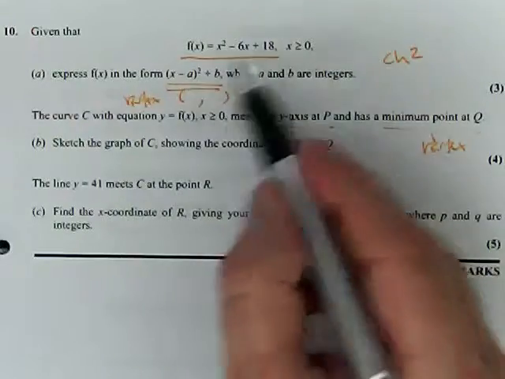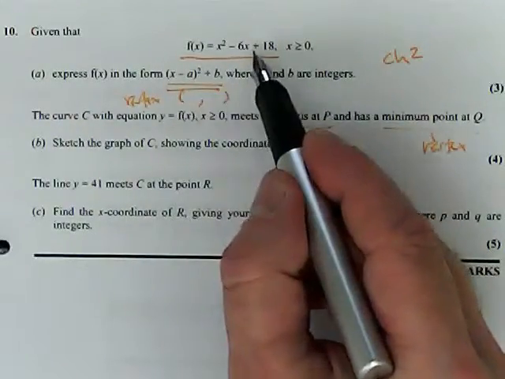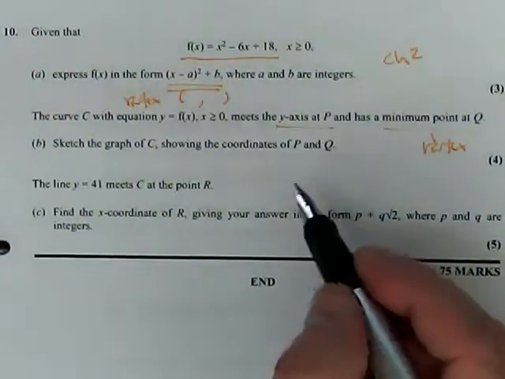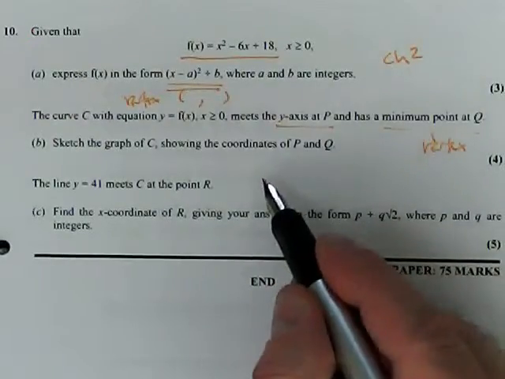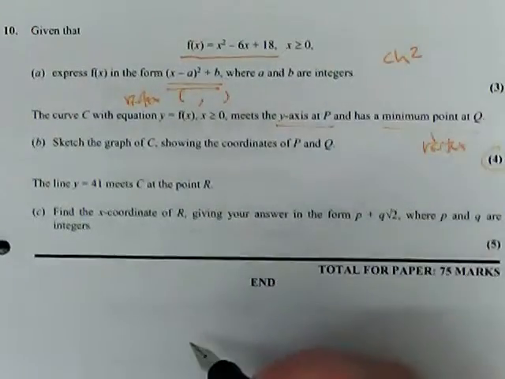You can use your x equals 0 either in this version or this version. I'd choose this version. So sketching a quadratic graph for 4 marks should be really easy.